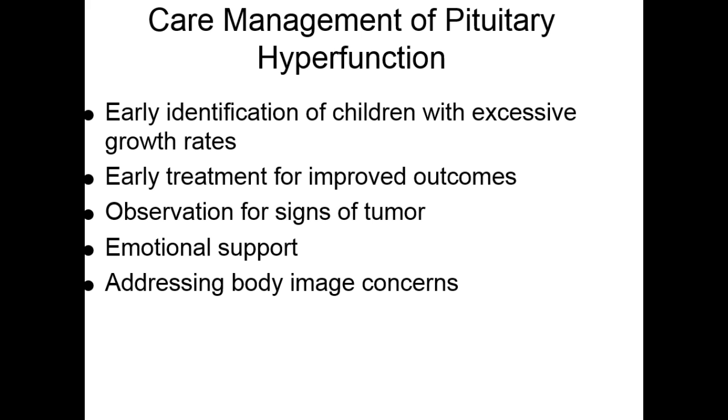So early identification of the children with excessive growth rates is huge. I mean, if you don't catch it by the time those growth plates have closed, or by the time they're done growing, then there's not a whole lot that can be done with it. And that's why we end up with adults that have acromegaly. But usually, if we can get them early enough, then they'll have very good outcomes.